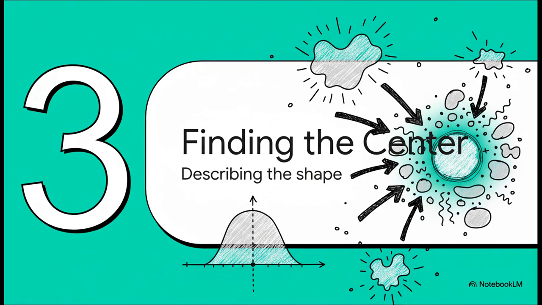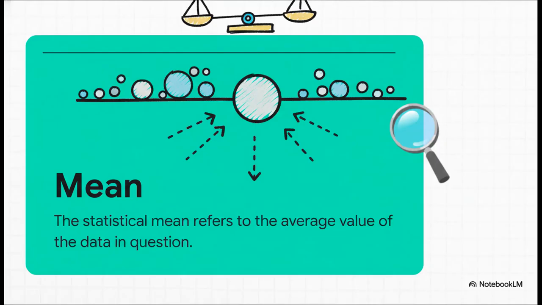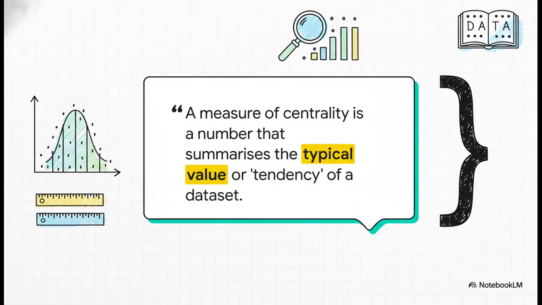Okay, so now that we found this shape, how do we describe it? We need a simple way to summarize its key features. Let's start right in the middle, with its center. The most common way to find the center is by calculating the mean, which is just what most of us know as the average. You can think of it like a balance point, or the center of gravity for all our data points put together. The whole goal here is to find that one number that can summarize the typical value in the entire data set. For our example, we're looking for the single most representative height.